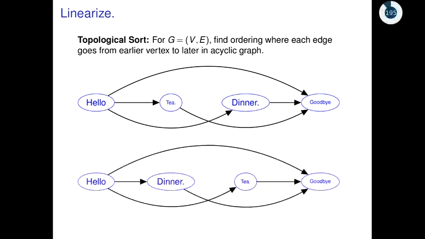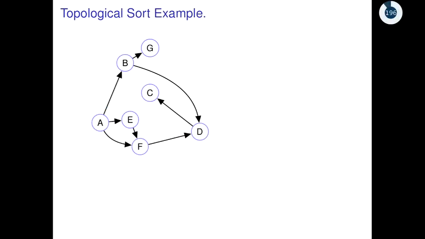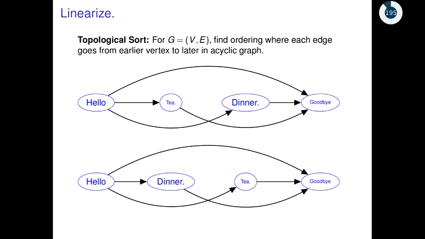I mean, this one has two topological sorts. You could have tea before or after dinner, I guess. I don't know. I don't really drink tea. Okay, well, I drink it sometimes. But you could have it both ways.